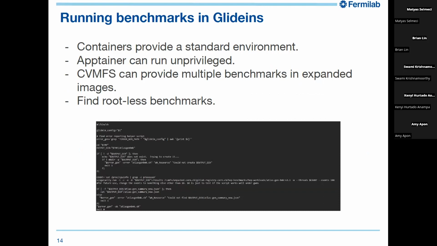So again, we're using containers, right? Containers provide a much more standard environment, and Apptainer, aka Singularity, is an unprivileged container runtime environment. And we would be using CVMFS to provide multiple rootless benchmarks in expanded images. And what this over here says is it's pretty much running one of the ATLAS Gen benchmarks that's in CVMFS as a glidein.